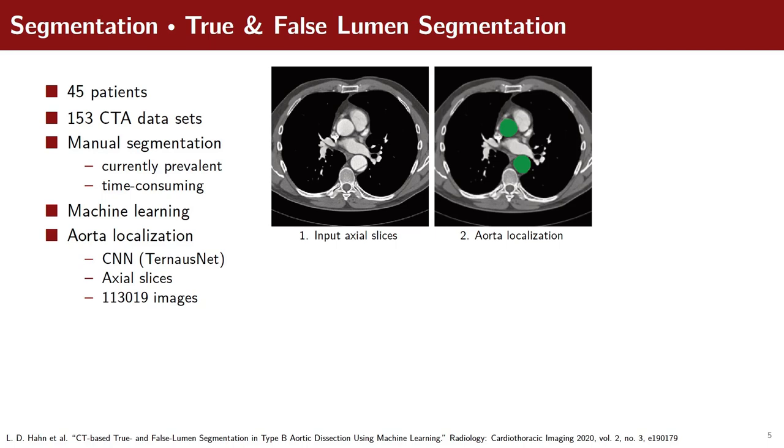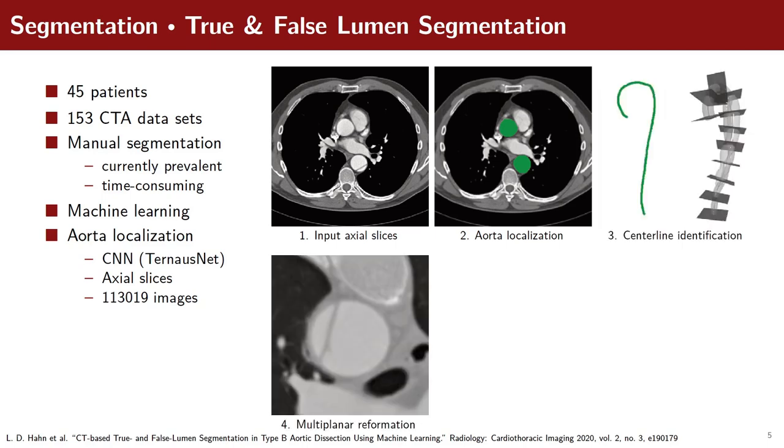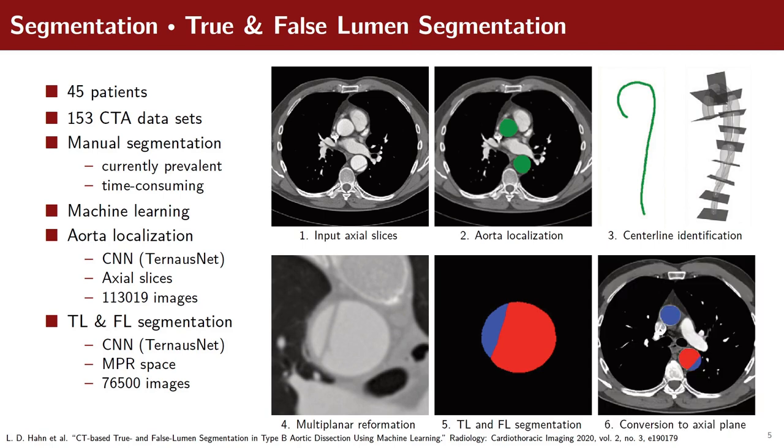First, the aorta is localized in the input CTA dataset, then we extract its center line and create a reformatted volume along the center line as shown by the gray cross-sections. True and false lumen are then segmented with another neural network in the reformatted volume. The true lumen is shown in blue and the false lumen is shown in red. Finally, the segmentation mask is transformed back into the original dataset.